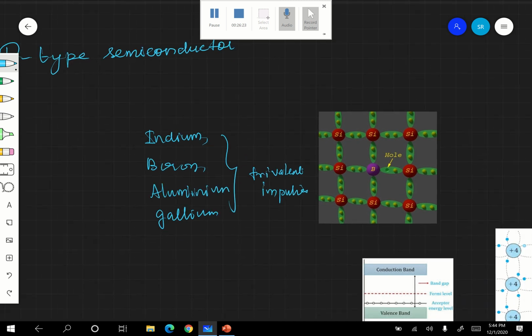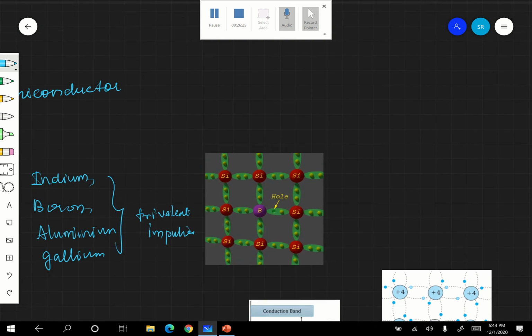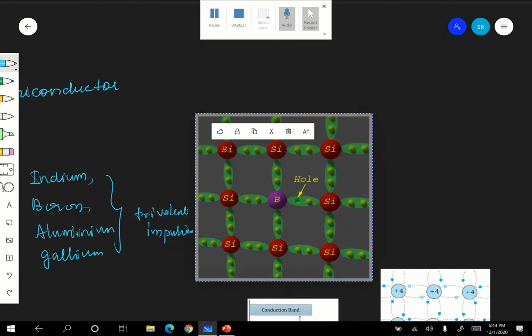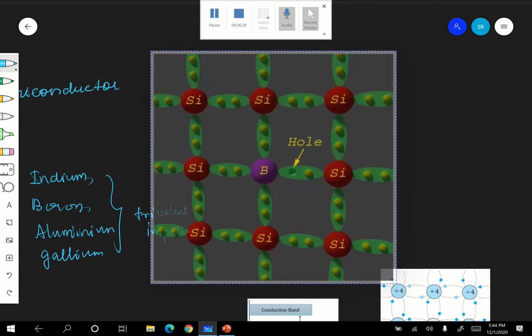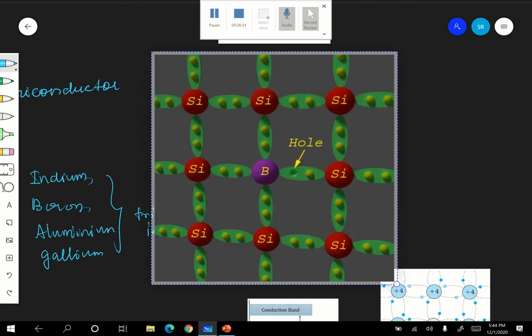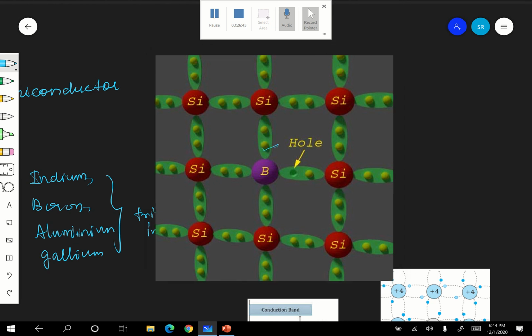Now we are going to see here. I will use this one to explain. You see children, here what will happen? Here it is boron. Boron is trivalent, it has only 3 electrons, whereas silicon has 4 electrons. The boron's 3 electrons are engaged in forming covalent bonds with the neighboring silicon atoms.